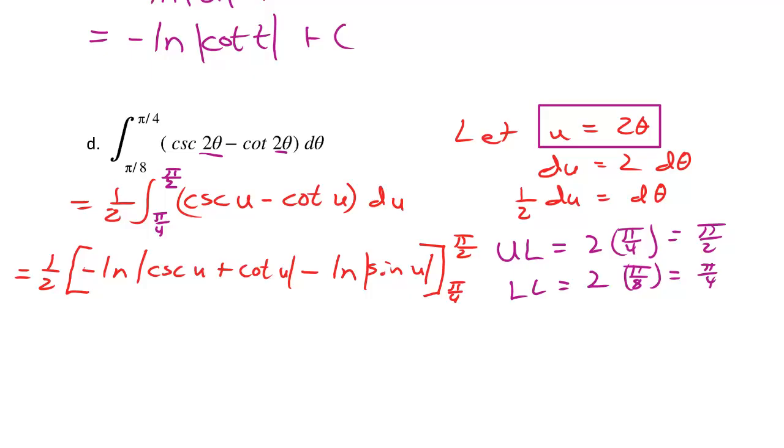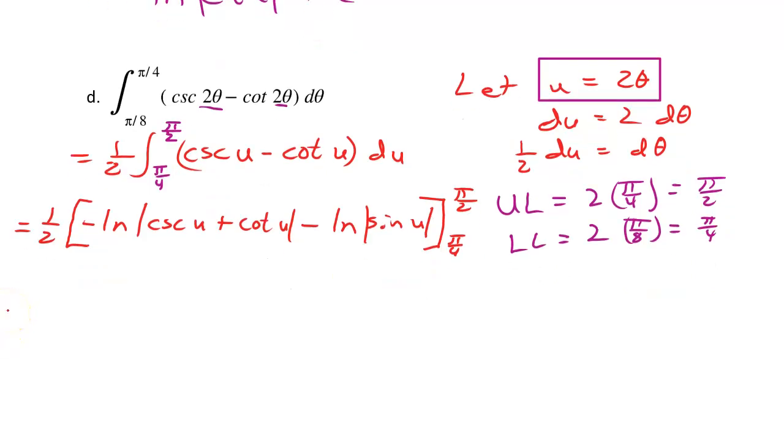All right, so now what do we have to do? We have to substitute that pi over 2 into everything where you see the u, and then minus, and substitute the pi over 4 in anywhere you see the u. Okay, so this is going to be 1/2. Use braces here because we're going to have two sets of brackets. One for substituting in pi over 2, which we'll do here.